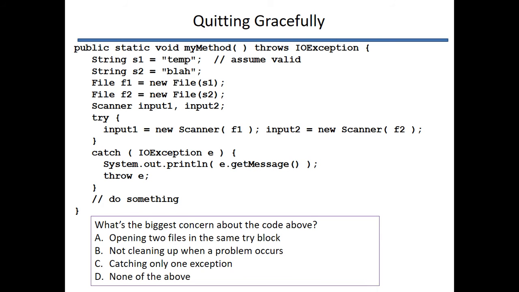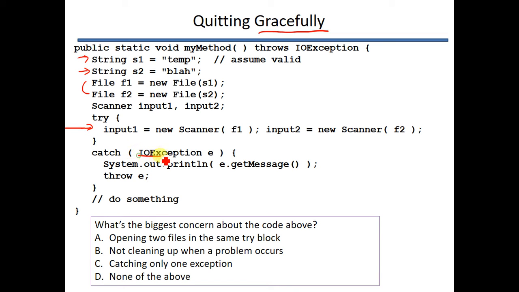Okay. Another exercise. We are trying to again use try and catch to allow our code to terminate gracefully. It is not just terminating, but taking care of things before we terminate the program. For example, you have two strings, S1 and S2, and you create two files from them, assuming temp is good, blah is not so good, and then you try to build two scanners from those two files.